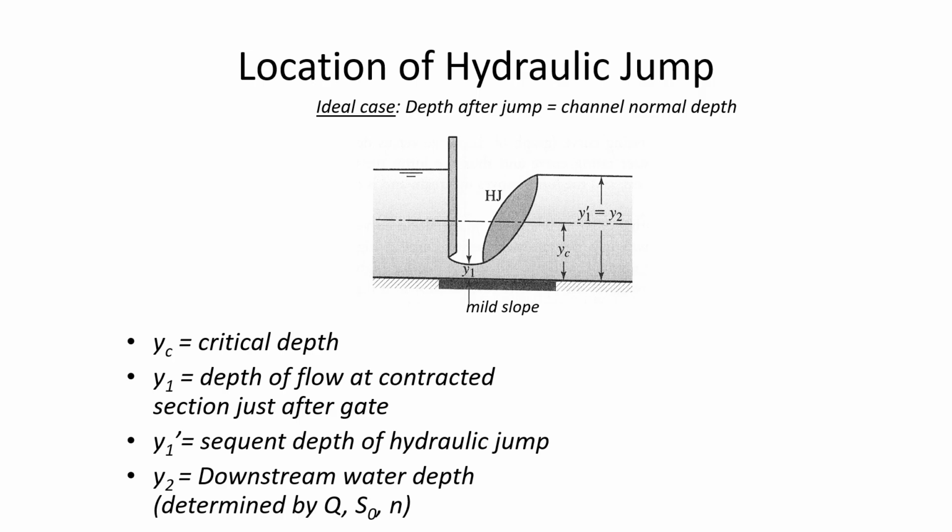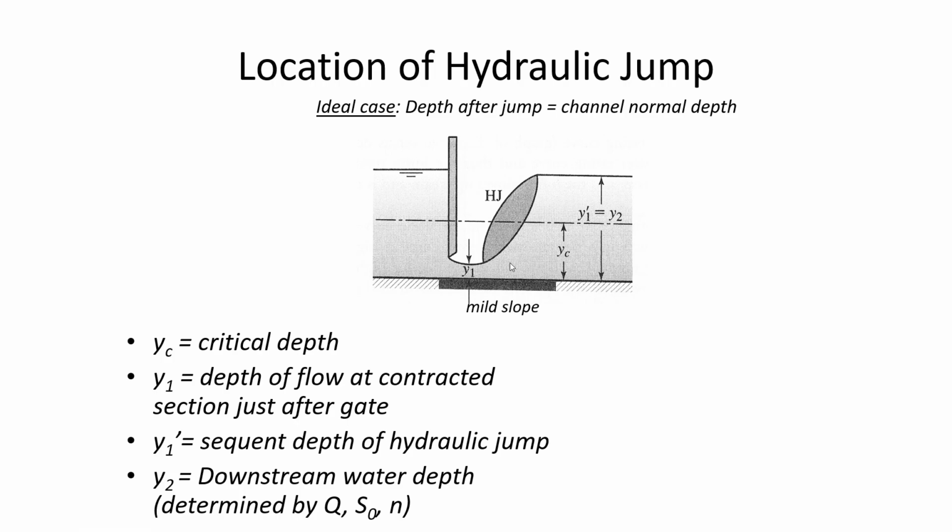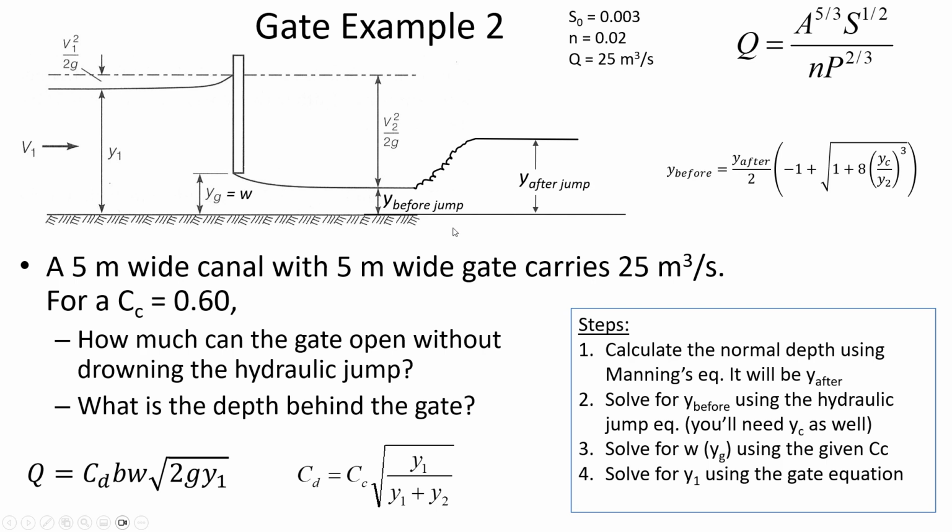So remember, we talked about the curves, the rating curve of the tailwater and the rating curve of the jump. And ideally, they're on top of each other. Those two curves are the same. And that would dictate how much you can open up the gate.